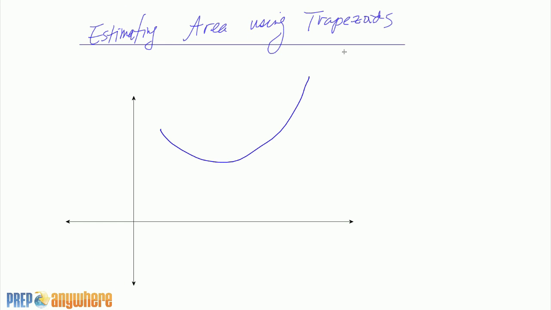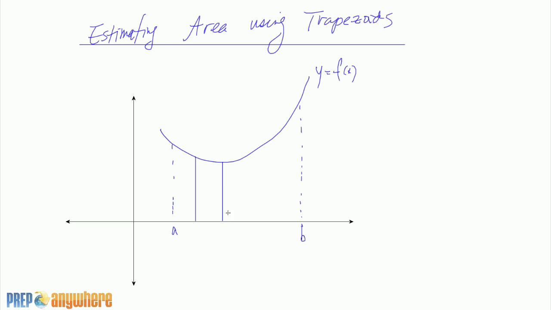Let's say we have a curve like that. This is our function, y is equal to f of x. So there's another method to estimating the area under the curve from A to B. As the title suggests, we're going to use trapezoids.